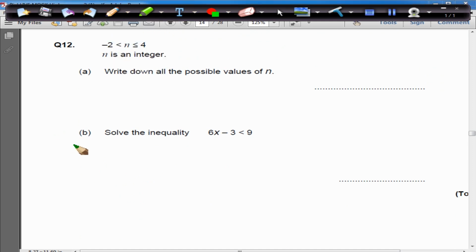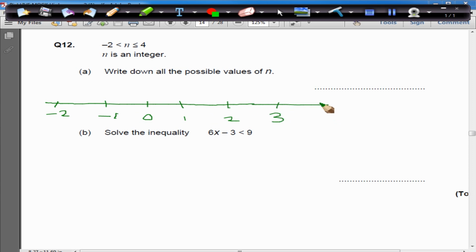Green. Right. Are we happy with this next question? Can we all see, ladies in the back? So n is an integer. Write down all the possible values of n. I'm going to draw myself a small line just to illustrate it. It's not necessary, but just to illustrate it. So we got -2, -1, 0, 1, 2, 3, and 4.